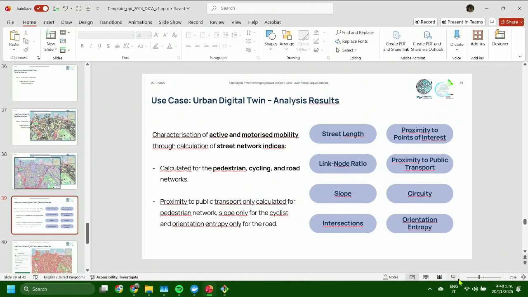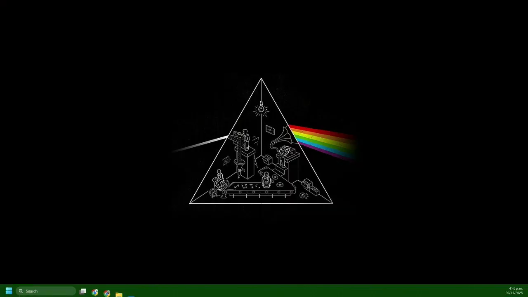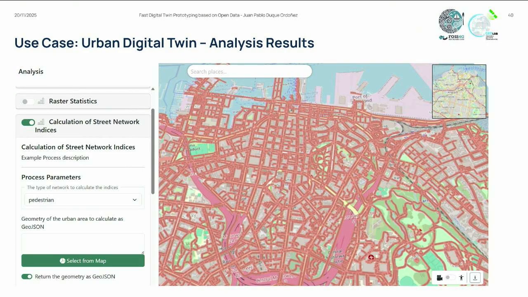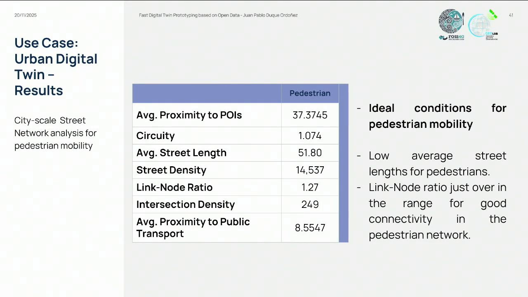So let's go back to the presentation. And just to wrap up, we did some small analysis for the street network, and we found that Auckland is very ideal, at least structurally, for pedestrian mobility in the city center. There is something we are not taking into account here, which is slope, which actually affects a lot.